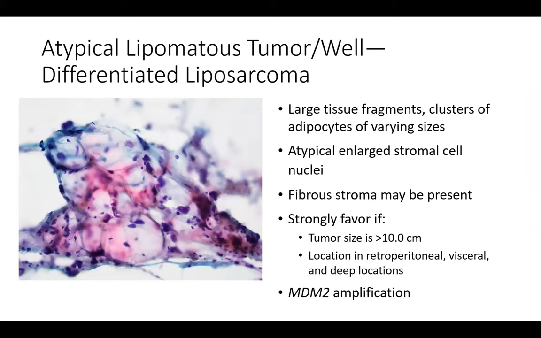Usually these lesions will yield large tissue fragments, larger than those that you'll see in lipoma, with clusters of adipocytes of varying sizes, although that size variation can be quite subtle. The diagnostic feature that requires some careful examination, particularly on a cytologic smear, is finding these atypical enlarged stromal cell nuclei that are usually between the fat cells. They also may be present in fibrostroma if it's sampled. I would strongly favor this diagnosis if the tumor size is greater than 10 centimeters, and especially if the tumor is located in the retroperitoneum, in the viscera, or in deep locations. The diagnosis can be supported by proving MDM2 amplification, either by FISH or by immunohistochemistry.